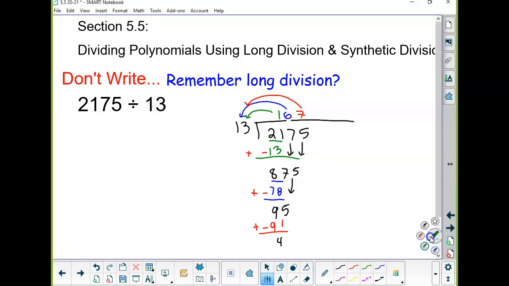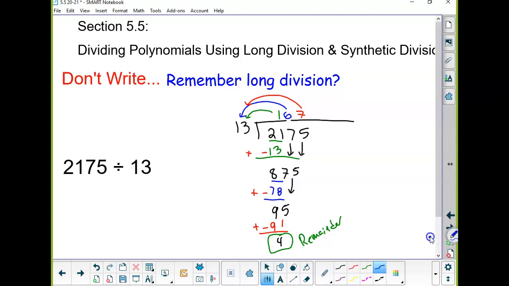So now I'm at the spot where can 13 go into 4? And the answer is no. What did we call that for? Remainder. That's a remainder, right? That's what's left over when we solve this. Now, what's my answer?